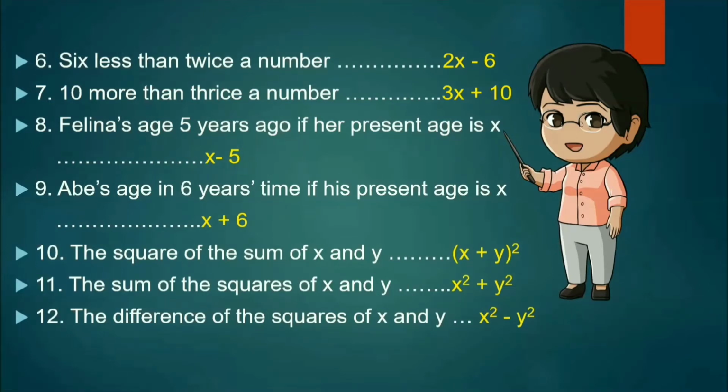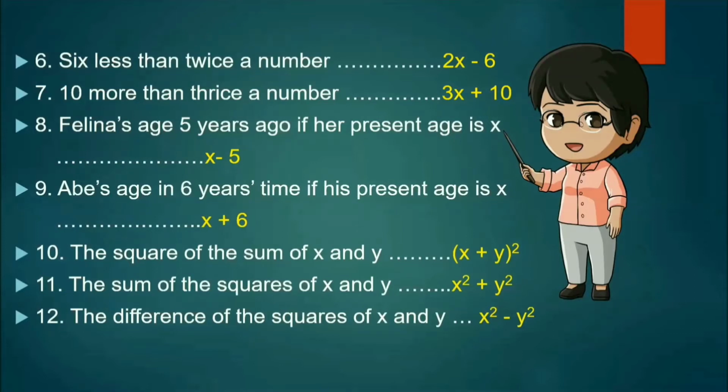Number 9, Abby's age in 6 years' time, if his present age is x. So we add 6 to the present age, so we have x plus 6. Number 10, the square of the sum of x and y. So we get the sum of x and y, enclose it in parentheses, and we square it: x plus y quantity squared.